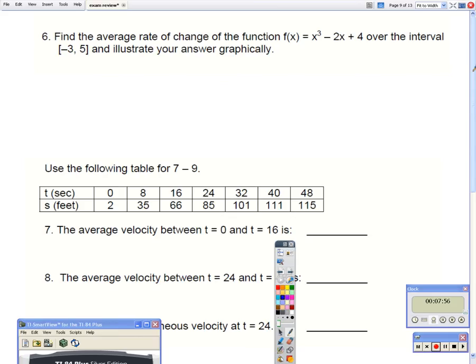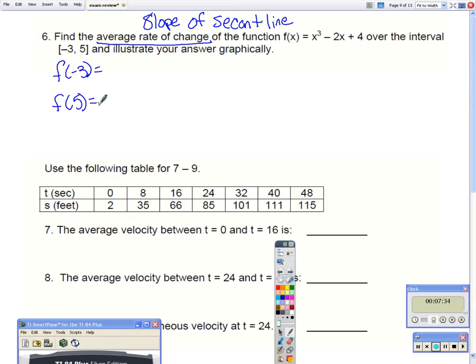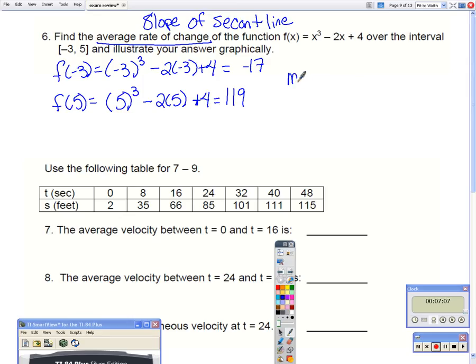Average rate of change is the same thing as slope of the secant line. So first I need to find out what f of -3 equals and what f of 5 equals, so I can find the slope between my 2 points. If I plug -3 into my equation, that equals -17. And if I plug 5 into the equation, that equals 119. So the average rate of change is the slope between these 2 points, y2 minus y1 over x2 minus x1. That simplifies to 136/8, which equals 17.